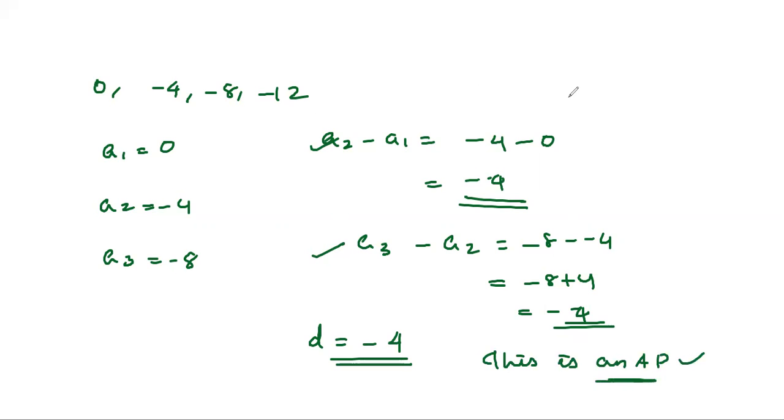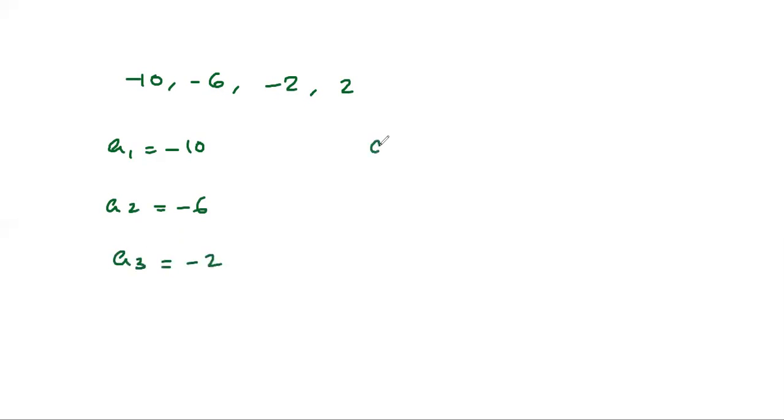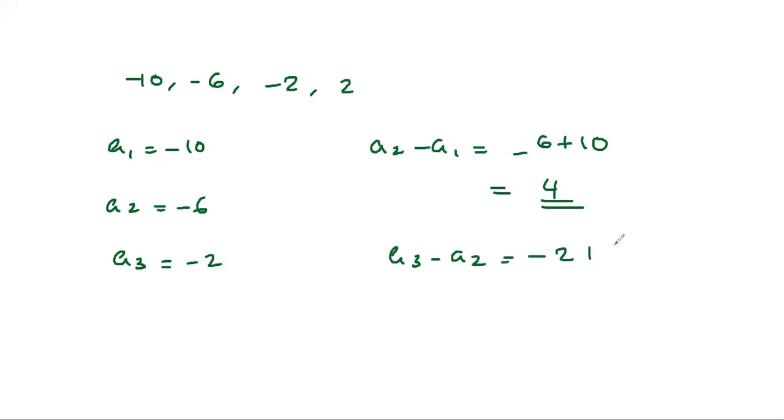So that is our answer. Now the next problem: minus 10, minus 6, minus 2 and 2. Again, A1 is equal to minus 10, A2 is equal to minus 6, A3 is equal to minus 2. A2 minus A1 means minus 6 plus 10, that's equal to 4. And A3 minus A2 is minus 2, minus of minus, again plus 6, it's again equal to 4.